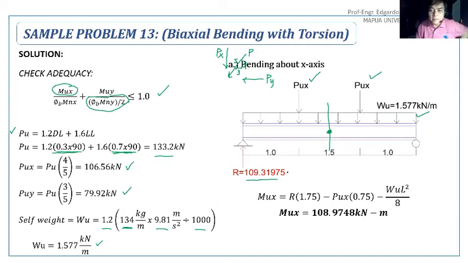So the maximum moment there would be the reaction times 1.75, the distance from the midspan. Then the PUX times the distance from the midspan. Then the uniform load, WL over 2 times L over 4, which becomes WL square over 8. So this is now the one due to the uniform load. So I got the maximum moment to be 108 kilonewton meter. That is the MUX. Now, how do we get MUY?